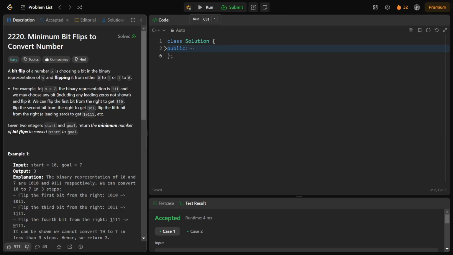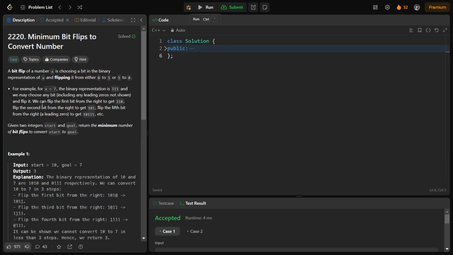Good morning everyone. Today we are going to solve this LeetCode problem, which is minimum bit flips to convert number. When I show you the solution, you won't like it, but anyway, the question is easy. A bit flip of a number x is choosing a bit in the binary representation of x and flipping it from either 0 to 1 or 1 to 0.